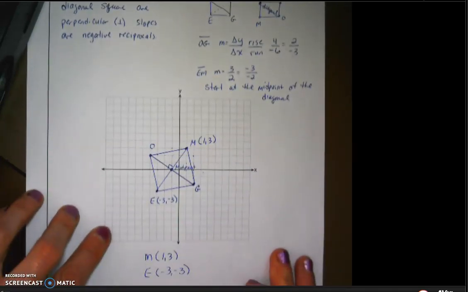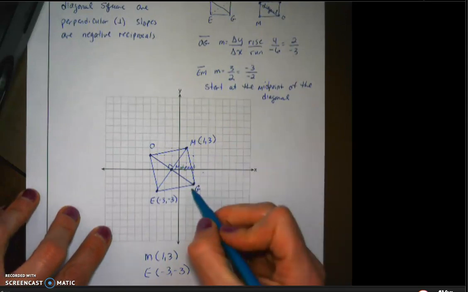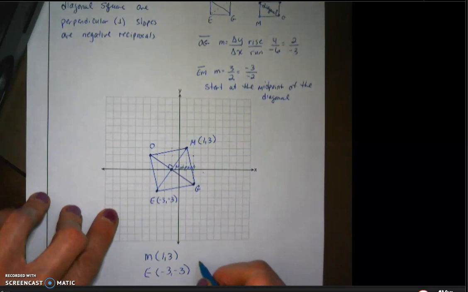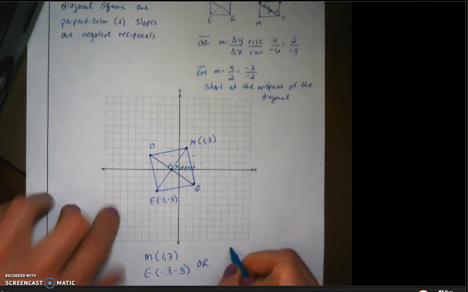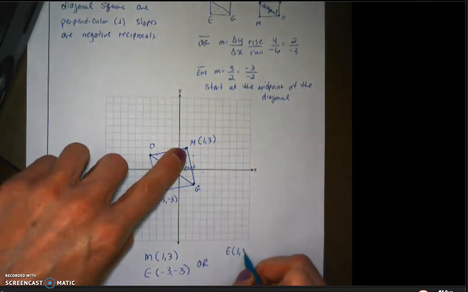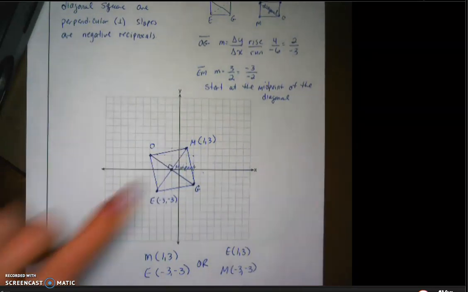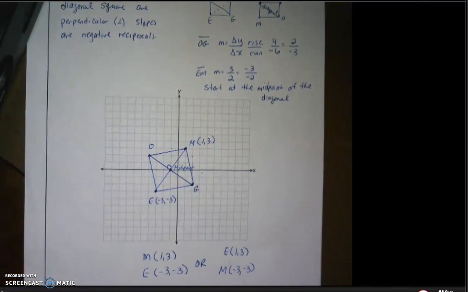And you could have also switched those around because this could have been E and that could have been an M. So another correct answer would have been that E is at 1, 3 and M is at -3, -3. A lot of times on these questions you do have more than one correct answer.